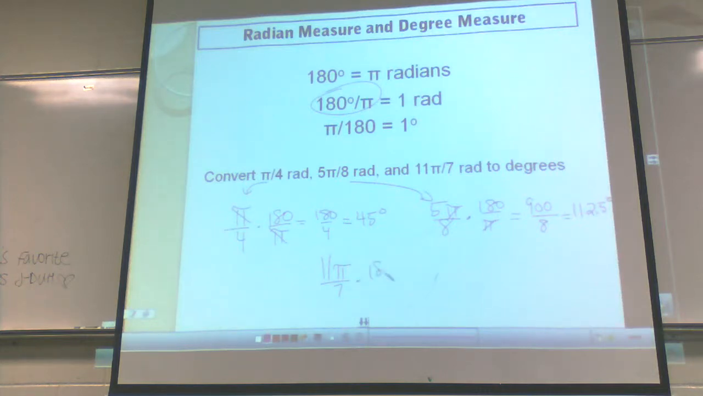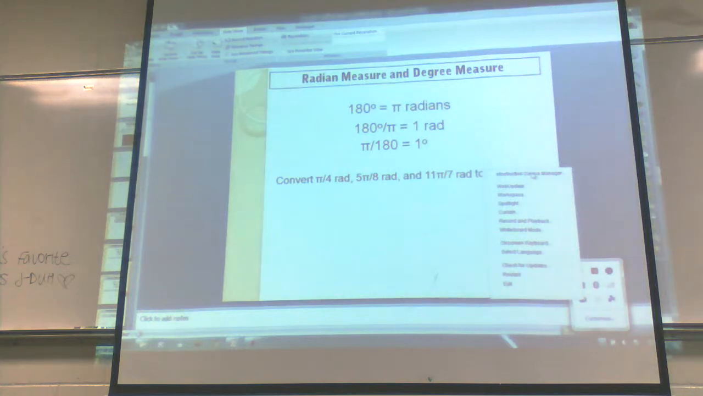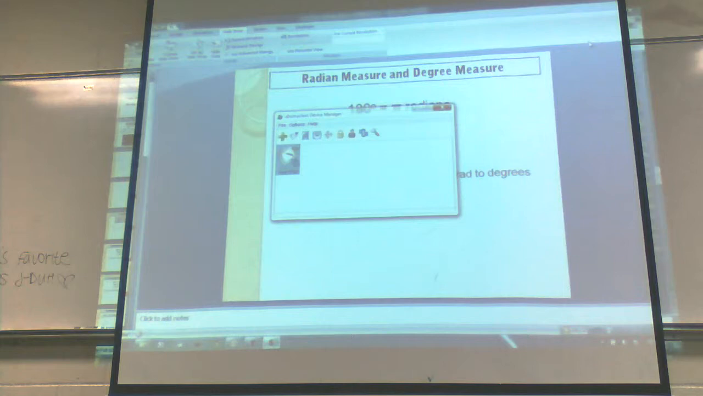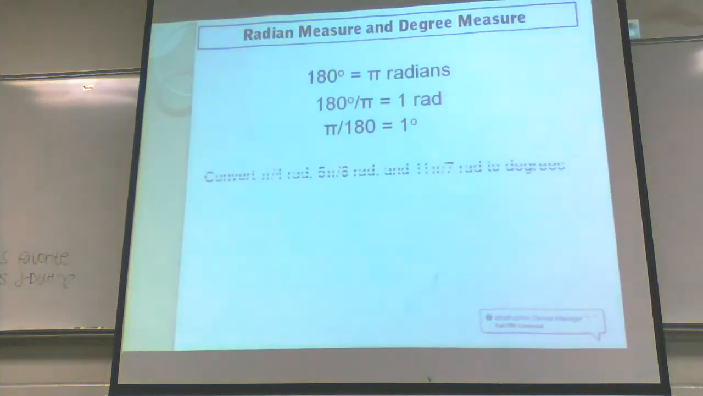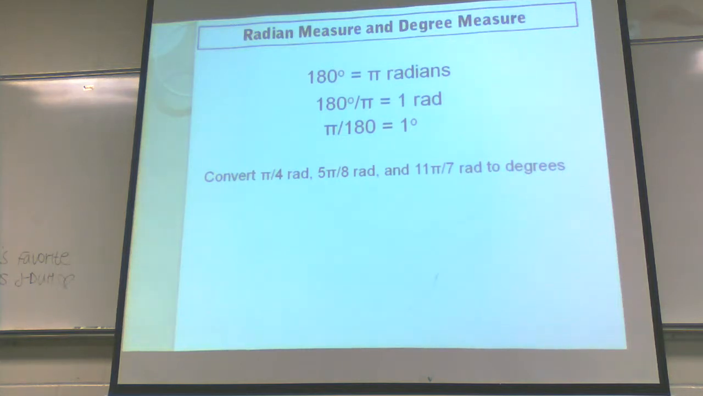And the last one I want to do is that. 11 pi over 7 times 180 over pi. Again, pi's crossed out. You just got 180 times 11 divided by 7, which, what is it? 32.8 or 9? Yeah, 32.9.